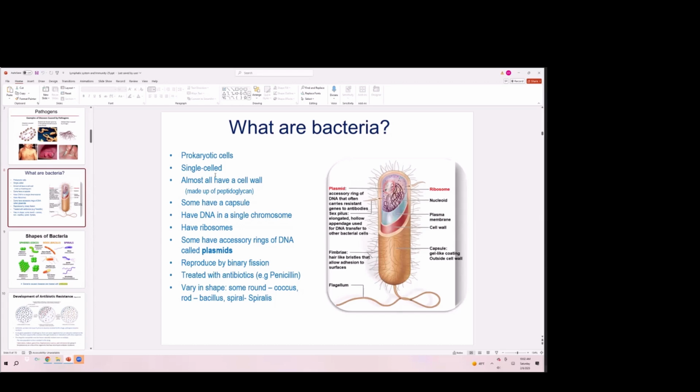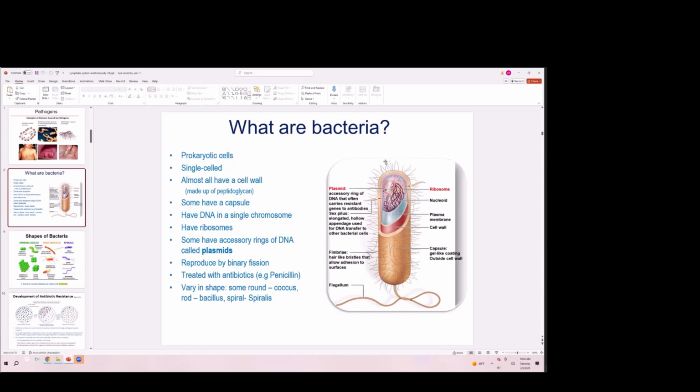Now, we're going back to our bacteria here. We say bacteria are prokaryotes that are single-celled. Usually, they have a cell wall, which we do not have. But they also have a plasma membrane, which we share. And then some of them would have a capsule. And depending on the kind, some of them might have a flagellum and cilia.